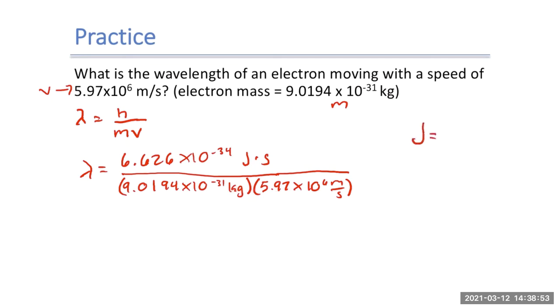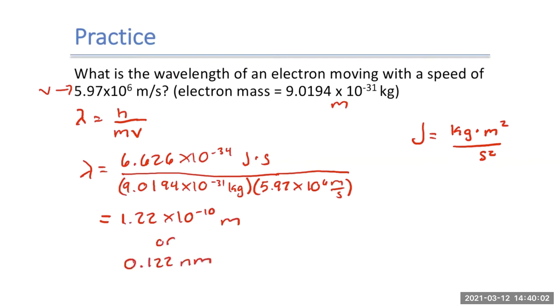So a joule equals a kilogram times meters squared over seconds squared. So now I can cancel out all my units and get just meters on the top. Yay! So now once I take all this and I punch it into my calculator, I end up with 1.22 times 10 to the negative 10th meters. Or you can think of it as 0.122 nanometers.